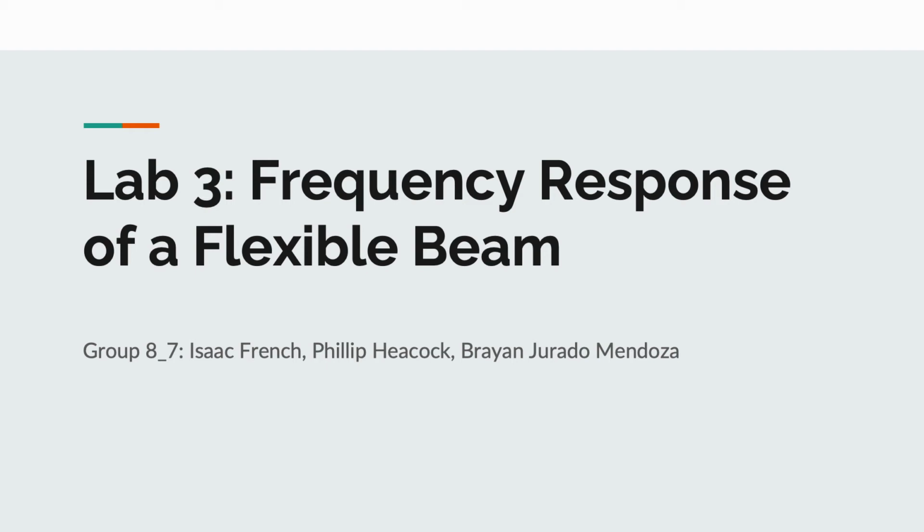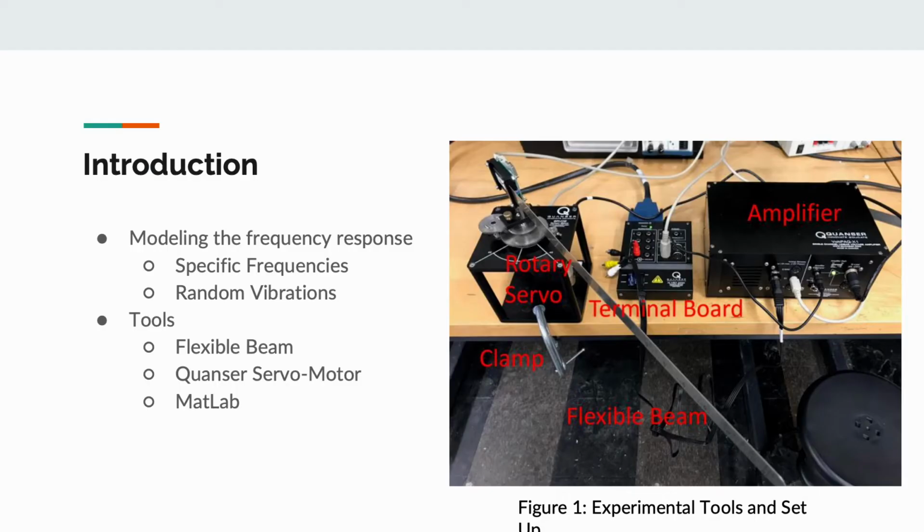This is lab 3, frequency response of a flexible beam, and this is group 8-7. For this lab, we had to use this setup that was given to us, where we were looking at a rotary servo that had a flexible beam, and that beam would shake and deflect, and then we used a combination of MATLAB and the Quanser servo motor and its software to get these values in order to model the frequency response.